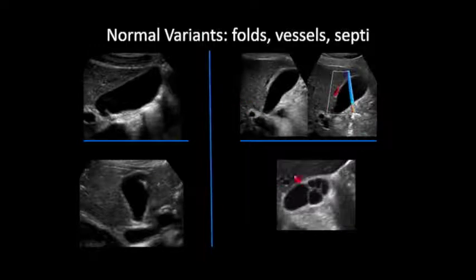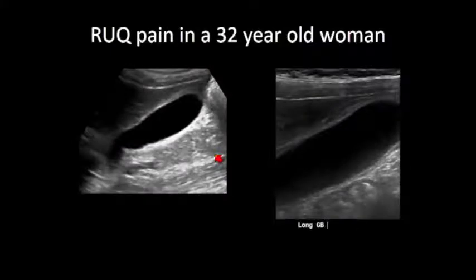There are a variety of normal variants that might cause you problems. This is not fluid near the gallbladder. It's a vessel. These are not sloughed membranes. These are just folds in the gallbladder.